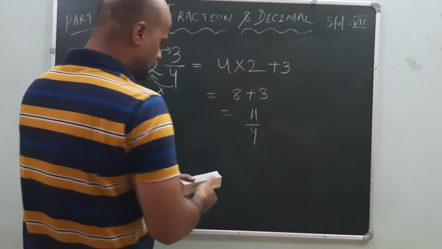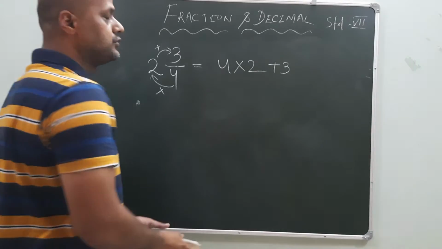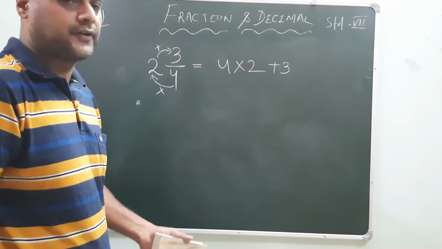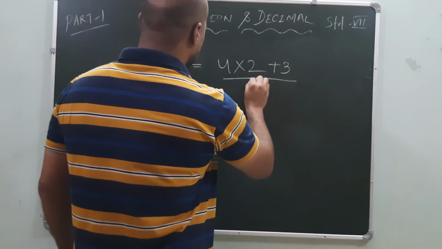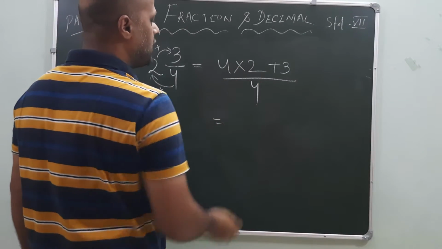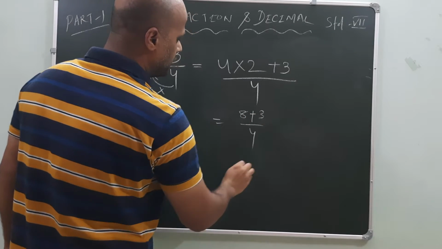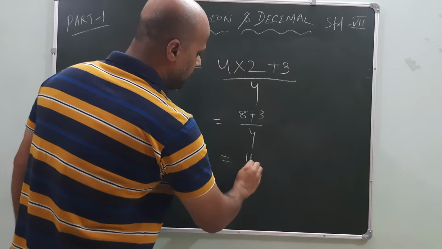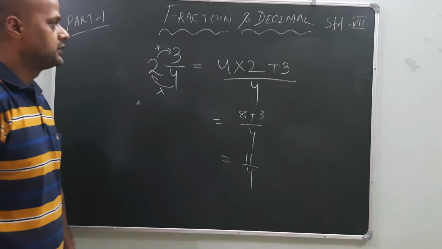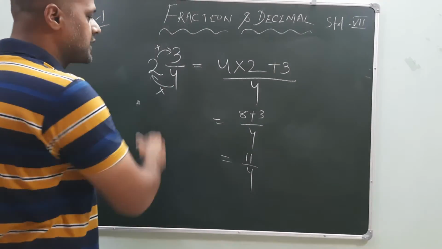And for this one, again I am showing you, because everybody forgets about it. The denominator is 4. Again, 4 times 2 is 8, plus 3, by 4. How much will it be? 11 by 4. Now it is the same in the case of this mixed fraction.